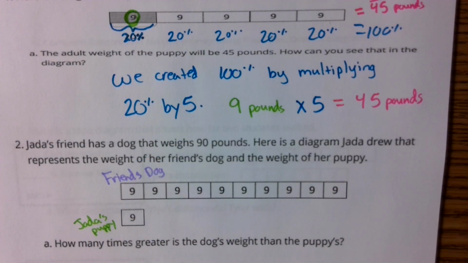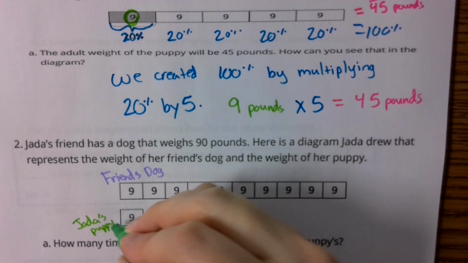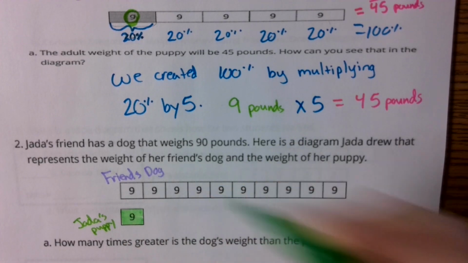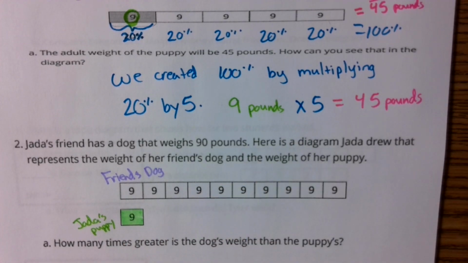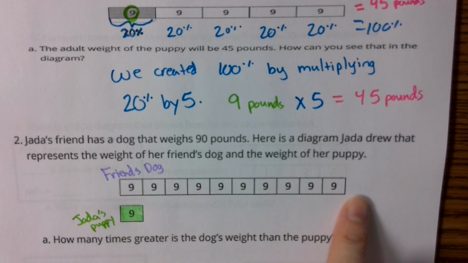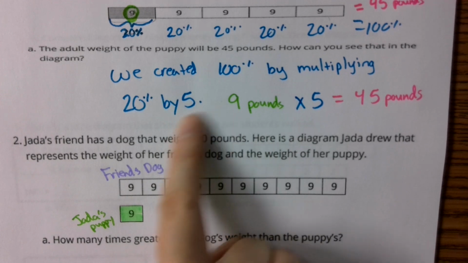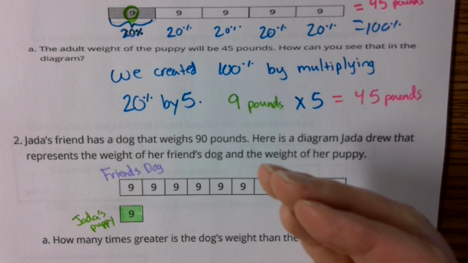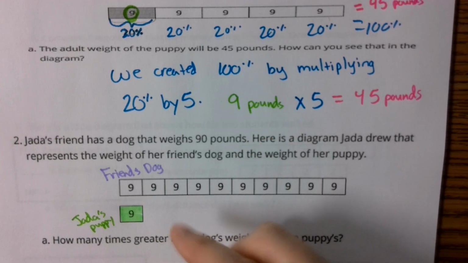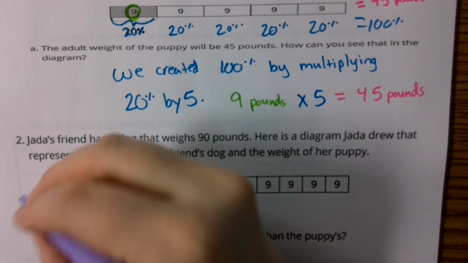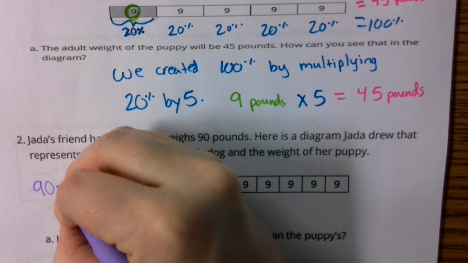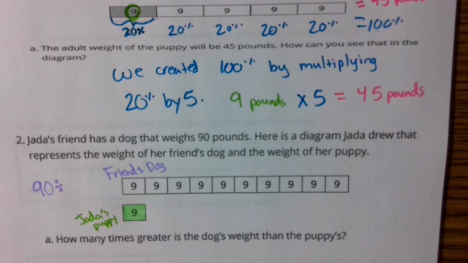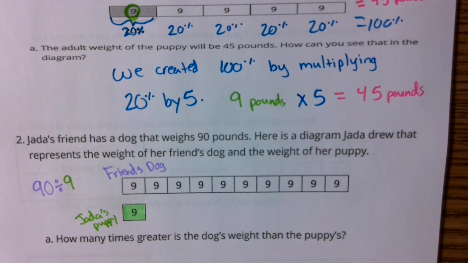Okay, so we know that Jada's puppy weighs a total of 9 pounds currently. So we're wanting to know, based off of what we're seeing here, how does that relate to the friend's dog? When we're taking a look at this diagram, we took the weight of the friend's dog, which was 90 pounds, and we want to put it in terms of the puppy's weight, which was 9 pounds. So we're taking the 90 pounds of the dog and dividing it into equal sections of 9 pounds each.